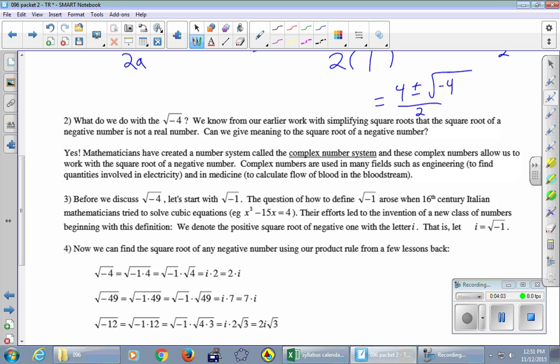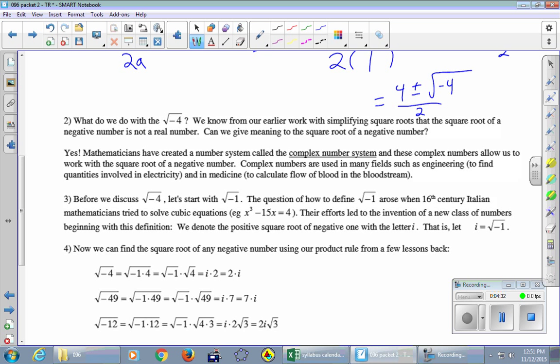Before we discuss the square root of negative 4, we're going to start with the square root of negative 1. Just a tiny bit of history here. The question of how to define the square root of negative 1 arose when 16th century Italian mathematicians tried to solve cubic equations. We're not going to talk about cubic equations, but here's an example. X cubed minus 15x equals 4. What makes this cubic and not quadratic? The x cubed, right? Everything we've been doing the last couple of classes involves an x squared. This is just the next order of difficulty.